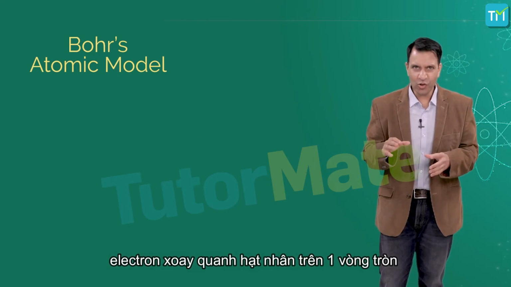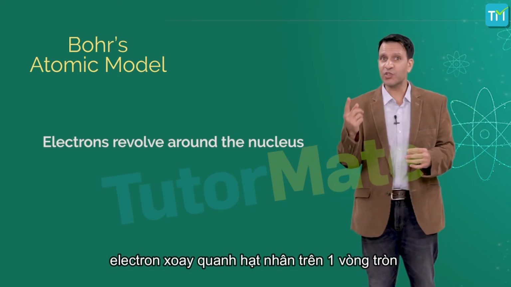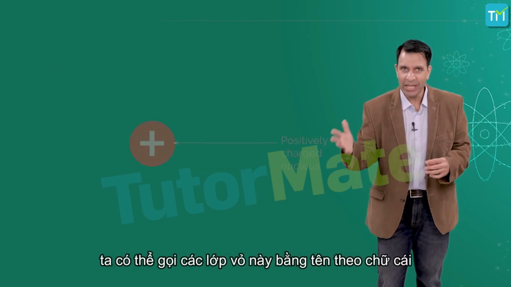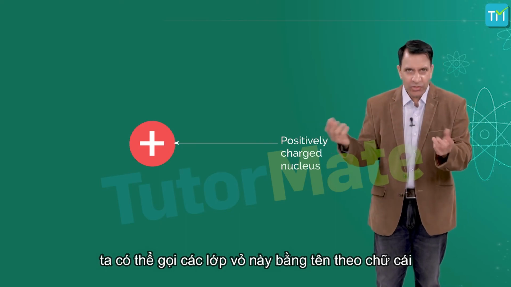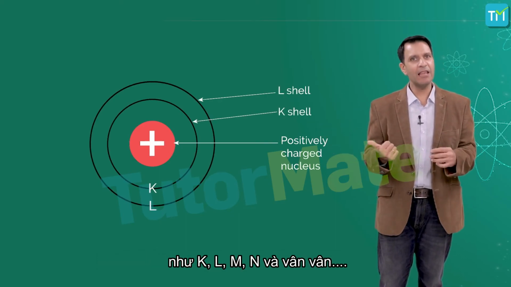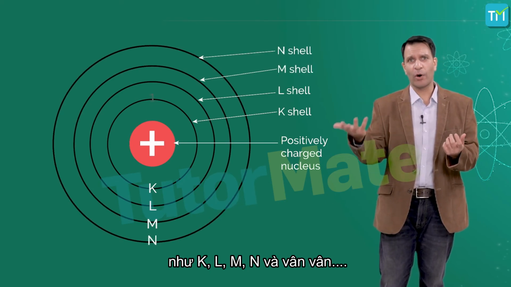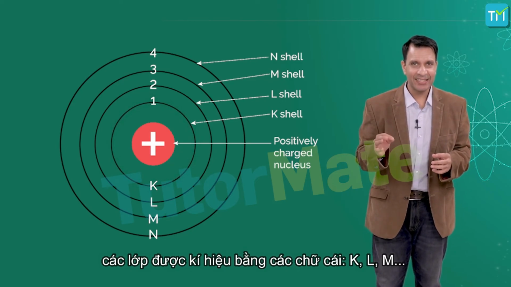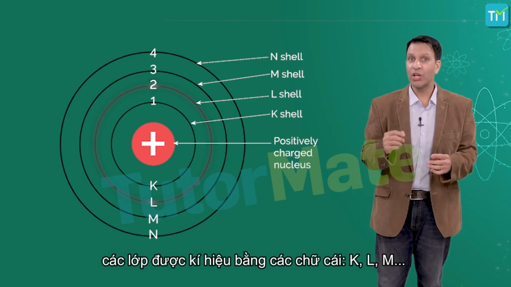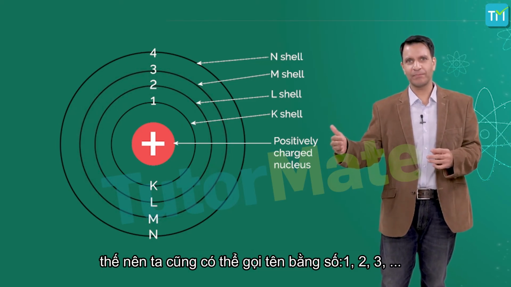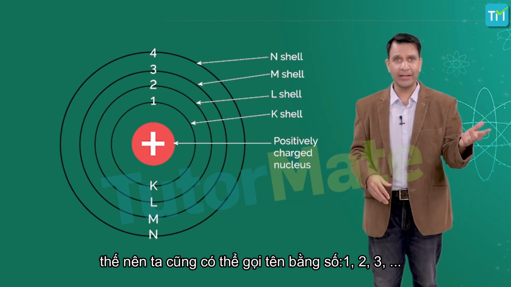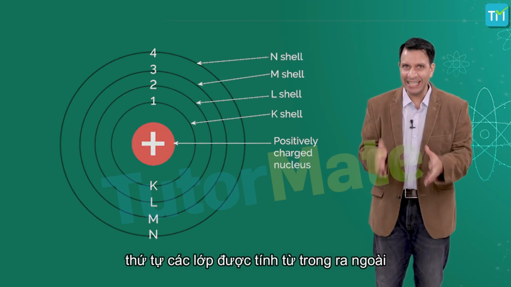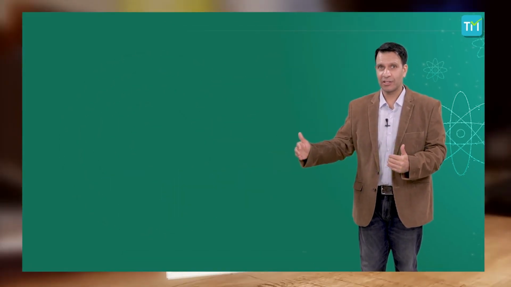Third, electrons revolve around the nucleus in a fixed circular path called an energy level or a shell. Now we can represent these energy levels either by letters like K, L, M, N, and so on. That is, the first orbit is denoted by the letter K, the second orbit by the letter L, third by M, and so on. Or they can also be denoted by numbers like 1, 2, 3, 4, etc. The energy levels are counted from the center, moving outwards.